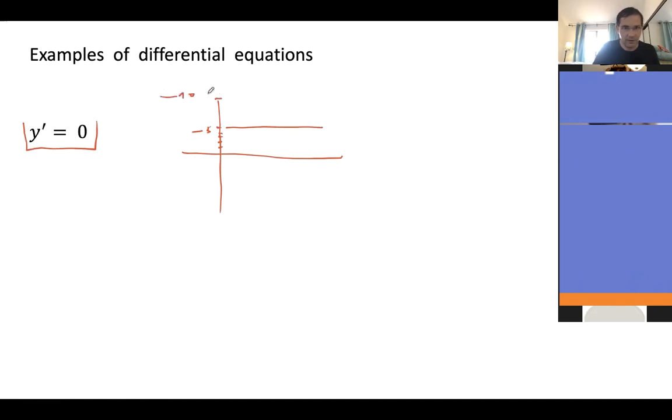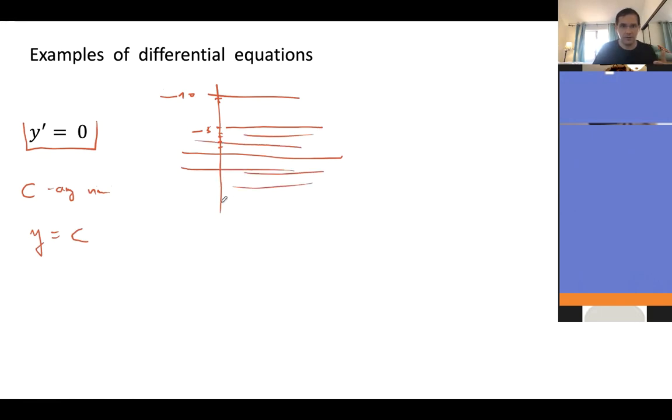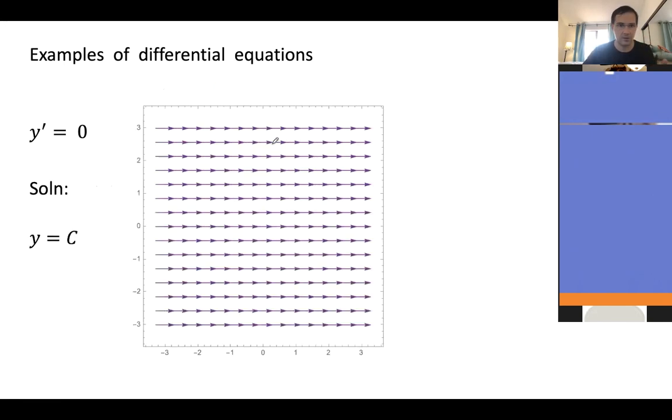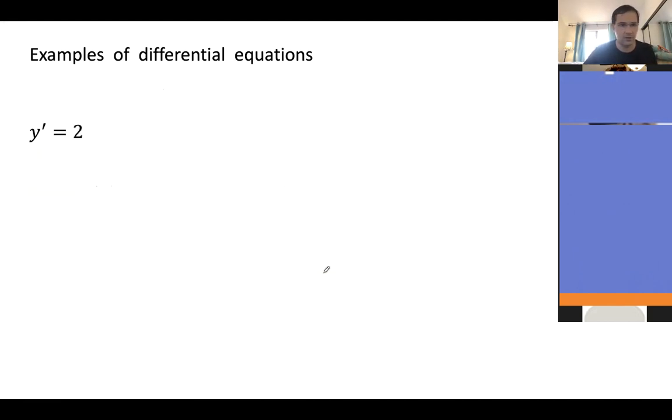Another constant function. And in fact, if you take any constant c, any number, then the function y equals c is a solution of this differential equation. So all the constant functions are solutions of this differential equation, and the direction field will look like this. Just not really interesting, but constant functions are solutions of this differential equation.